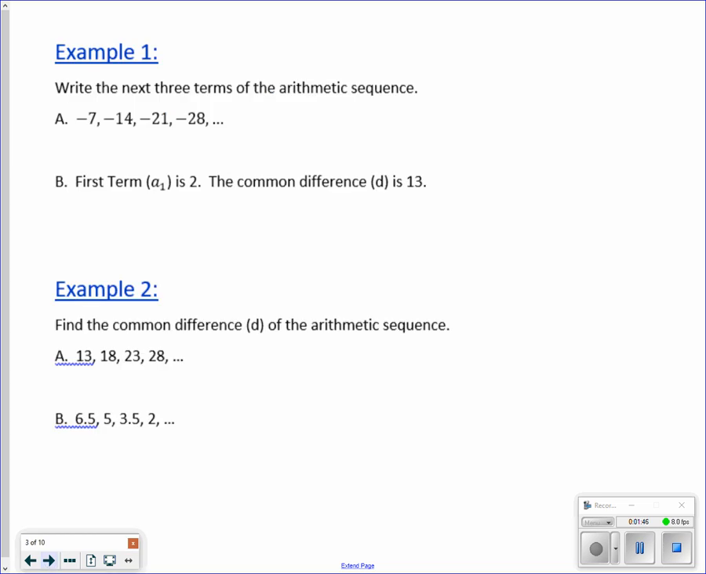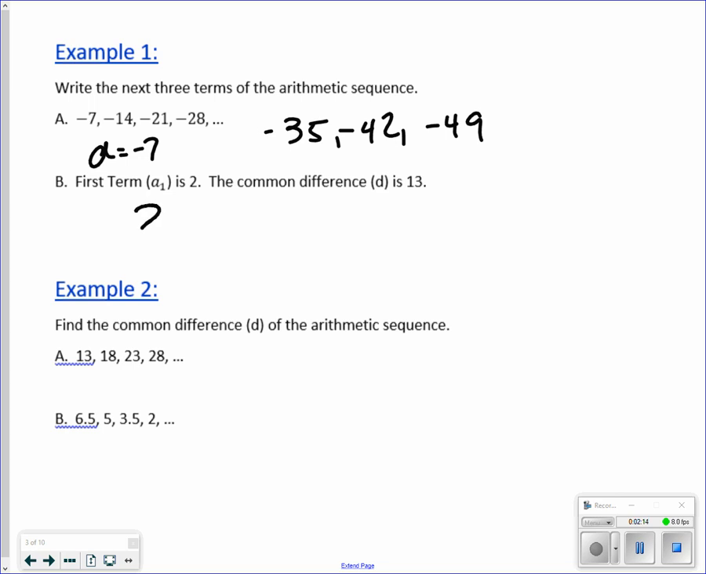So write the next 3 terms in this sequence. First I have to find the common difference. So notice -7 to -14 to -21 to -28. So the common difference, or what they're adding each time, is -7. So the next 3 numbers: -35 would be the next number, and then -42, and then -49, and so on. But they're only asking for the next 3, so that's where I'm going to stop.